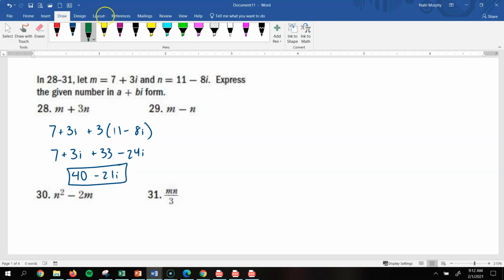For 29, we have m minus n. So for m, we have 7 plus 3i. But the minus, we're going to have to distribute that through. So we minus the quantity 11 minus 8i. So again, the 7 plus 3i, we don't do anything with that, but I distribute the negative through, so it'll be negative 11 plus 8i. Now let's combine like terms. 7 minus 11 is negative 4. And 3i plus 8i would be 11i.